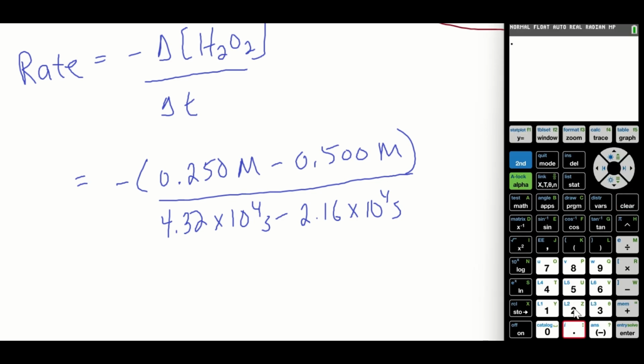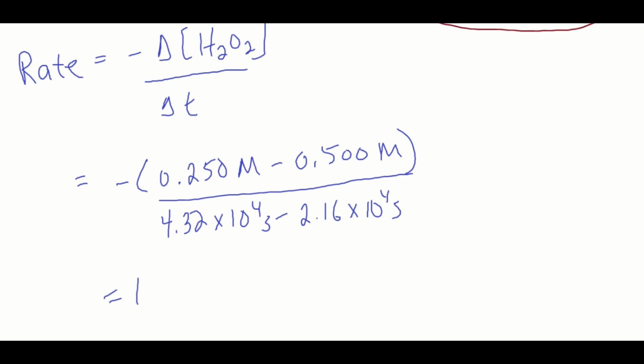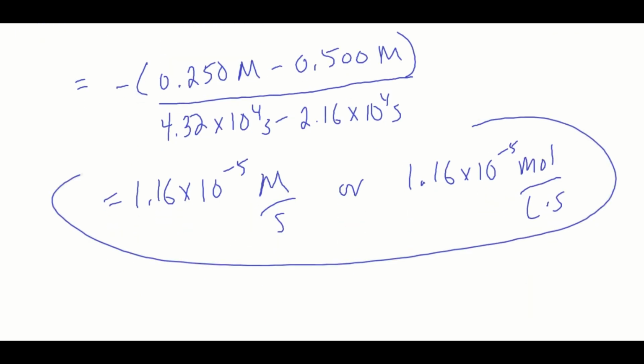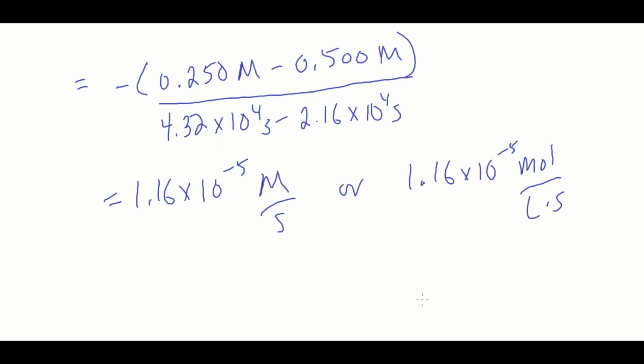All right, the numerator is going to be 1/4 of a mole, and the denominator is going to be 2.16 times 10 to the 4. So our answer reported to 3 sig figs is 1.16 times 10 to the negative 5 molar per second, or like previously, you can do moles per liter second. They mean the same thing. Oh, that's not our answer. That's the rate of the hydrogen peroxide being used up.